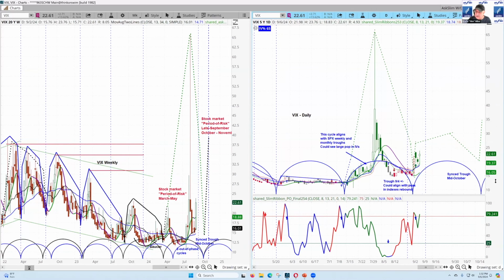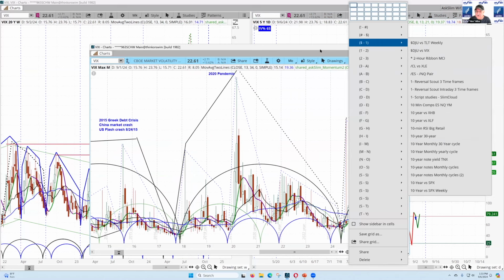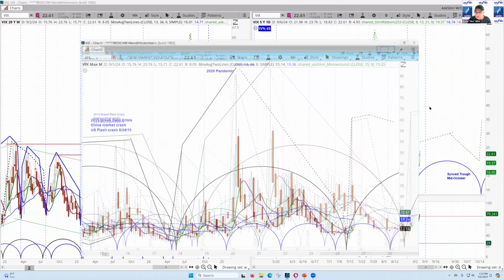I think what this is telling me is that we can expect a lot of choppy action between now and sometime mid-October, and then mid-October through sometime maybe mid-late November, some potential very big move to the upside in IVs and very good size move to the downside in the stock market. One more chart we're going to look at in here is the monthly on the VIX. I usually don't show these, but they're just so important.